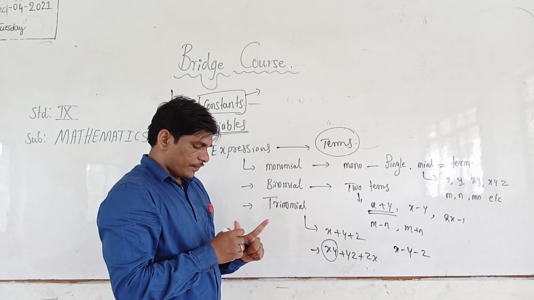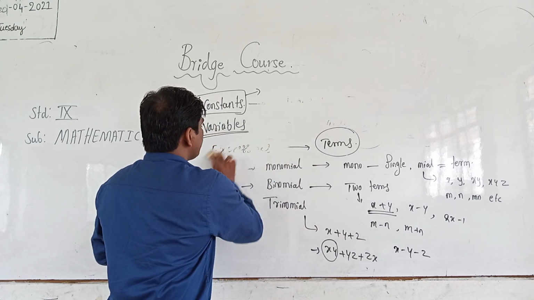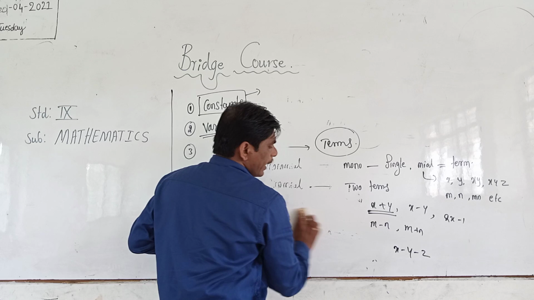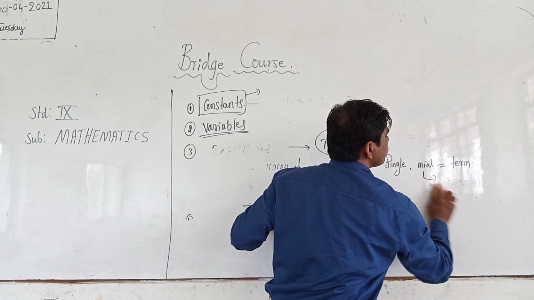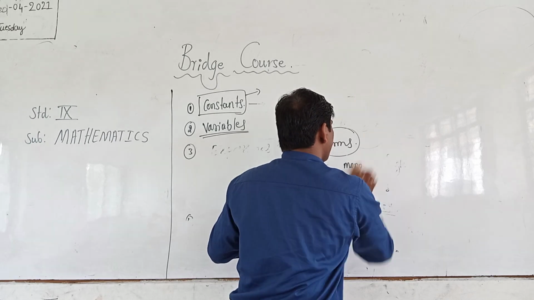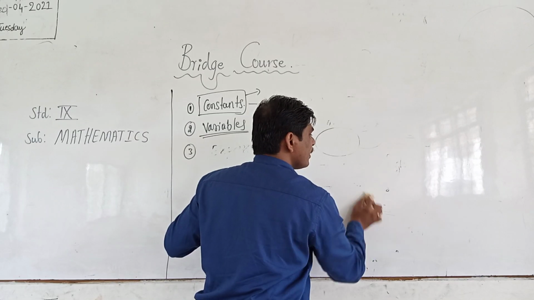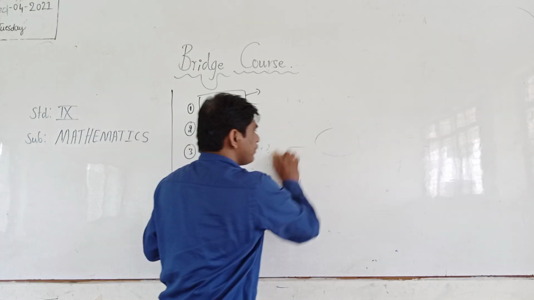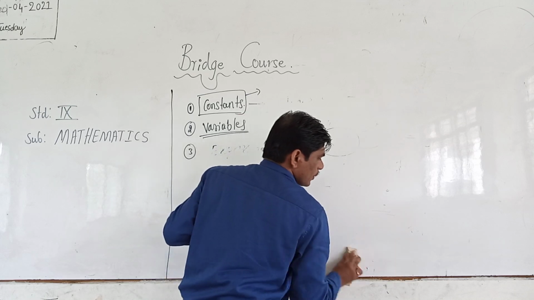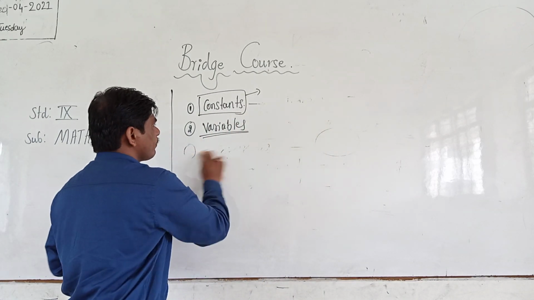Now, again, we are discussing some important concepts related to monomial, binomial, trinomial terms: addition, subtraction, multiplication. Addition of monomial to monomial, and multiplication of monomial to monomial, binomial to binomial, monomial to binomial, binomial to trinomial. These are the next concepts. One by one, we are discussing.